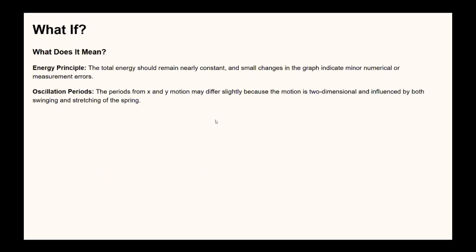What if? What does it mean? Energy principles. The total energy should remain nearly constant, and small changes in the graph indicate minor numerical or measurement errors. Oscillation periods. The periods from X and Y motion may differ slightly because the two-dimensional motion is influenced by both swinging and stretching of the spring.